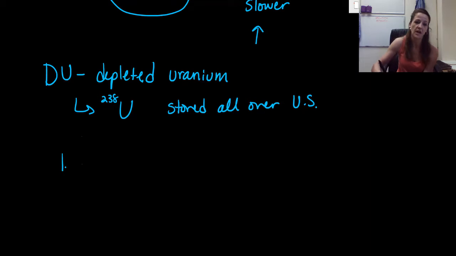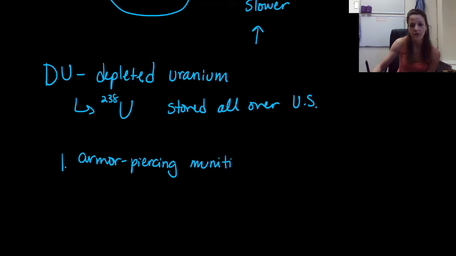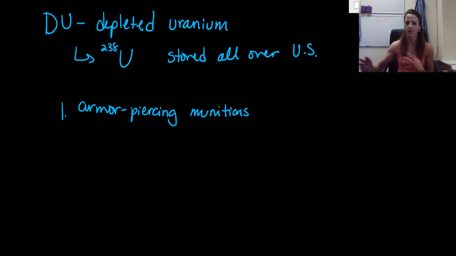The first one, which is kind of an interesting use for it, is we use it in something that's called armor-piercing munitions. So the military uses it, and they're able to turn it into a very neat weapon that can pierce armor. So it's very, very dangerous, very powerful, okay?